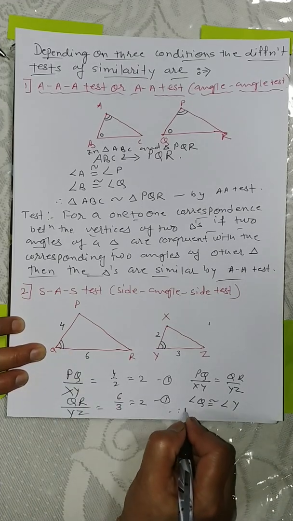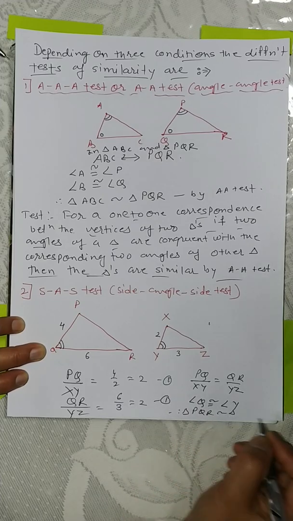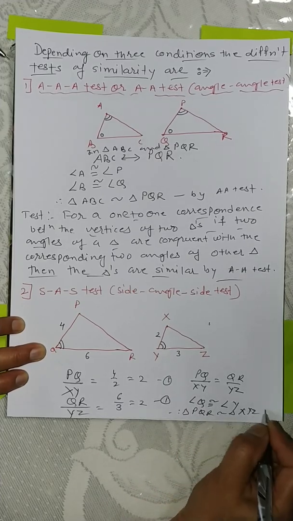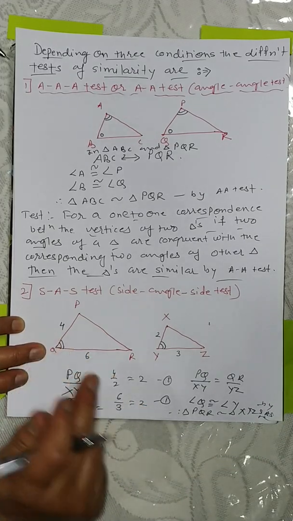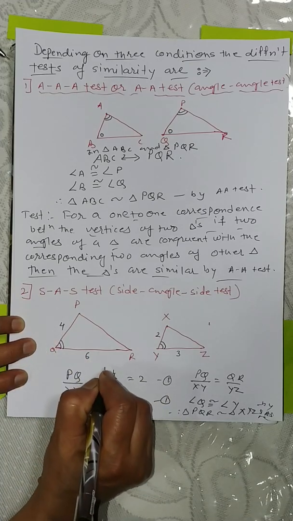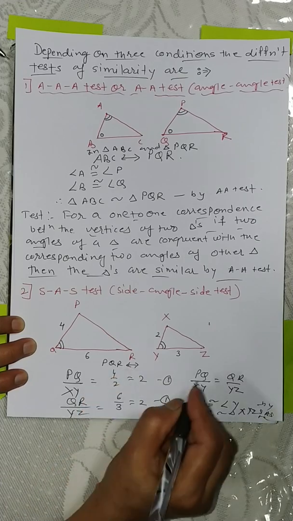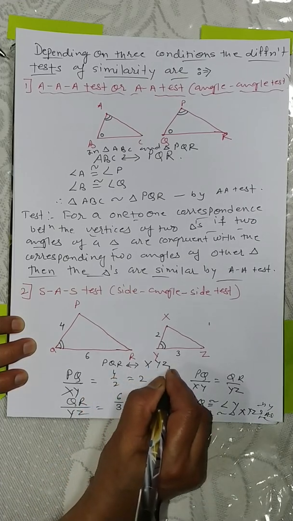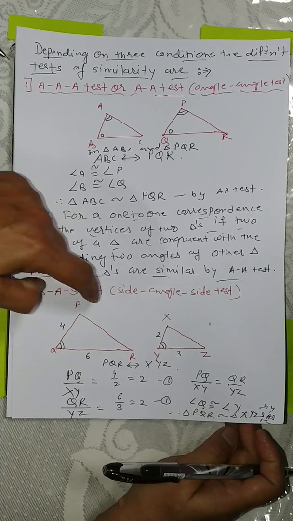triangle PQR is similar to triangle XYZ by SAS test. So again here the 1-1 correspondence between the vertices is also necessary. It is PQR corresponds to XYZ. So this is the second test, side angle side test for similarity.